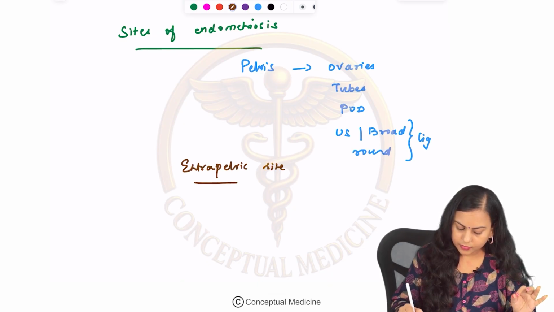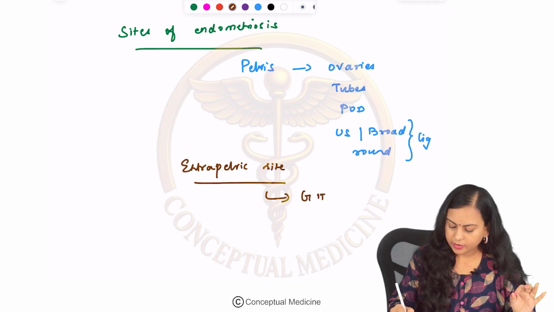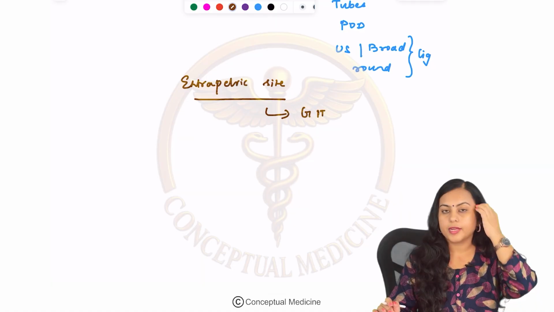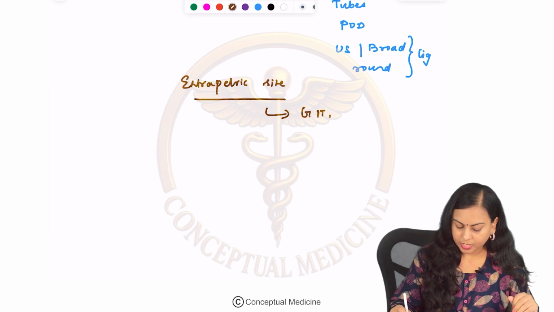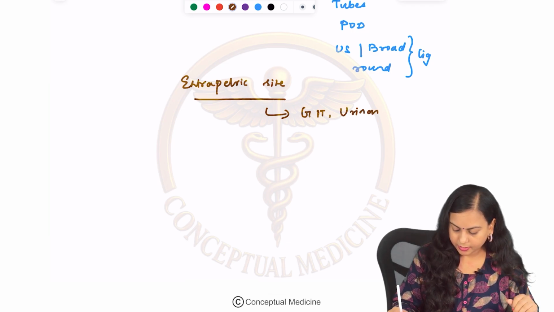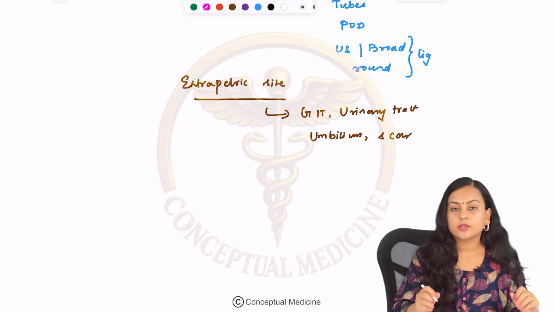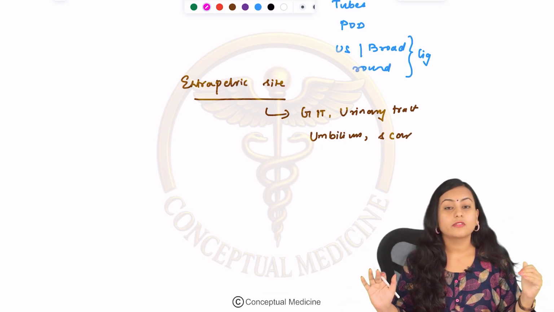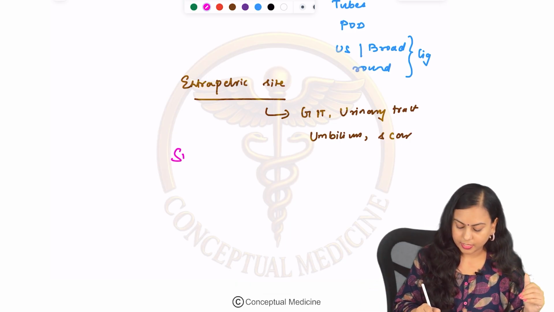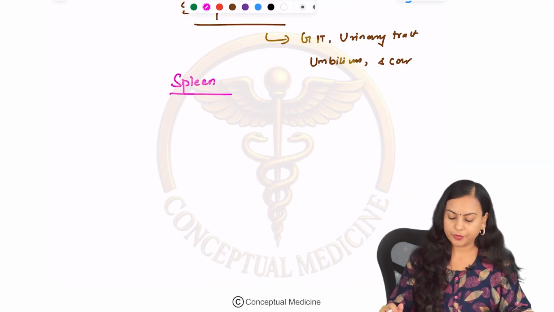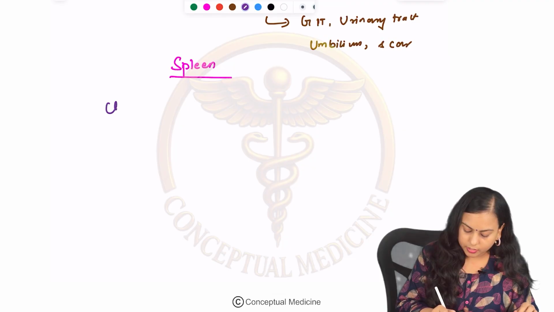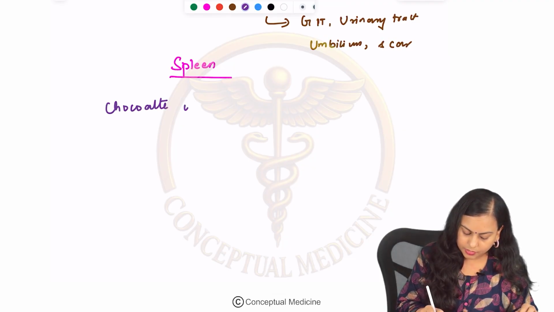It can happen in the GIT where it will occur commonly, and that is the most common extrapelvic site. Then it can happen in the urinary tract or umbilicus or even scar, okay. So the only extrapelvic site that is not reported so far is the spleen, right? Otherwise all the other extrapelvic sites have been reported. Now let's talk about chocolate cyst in specific.